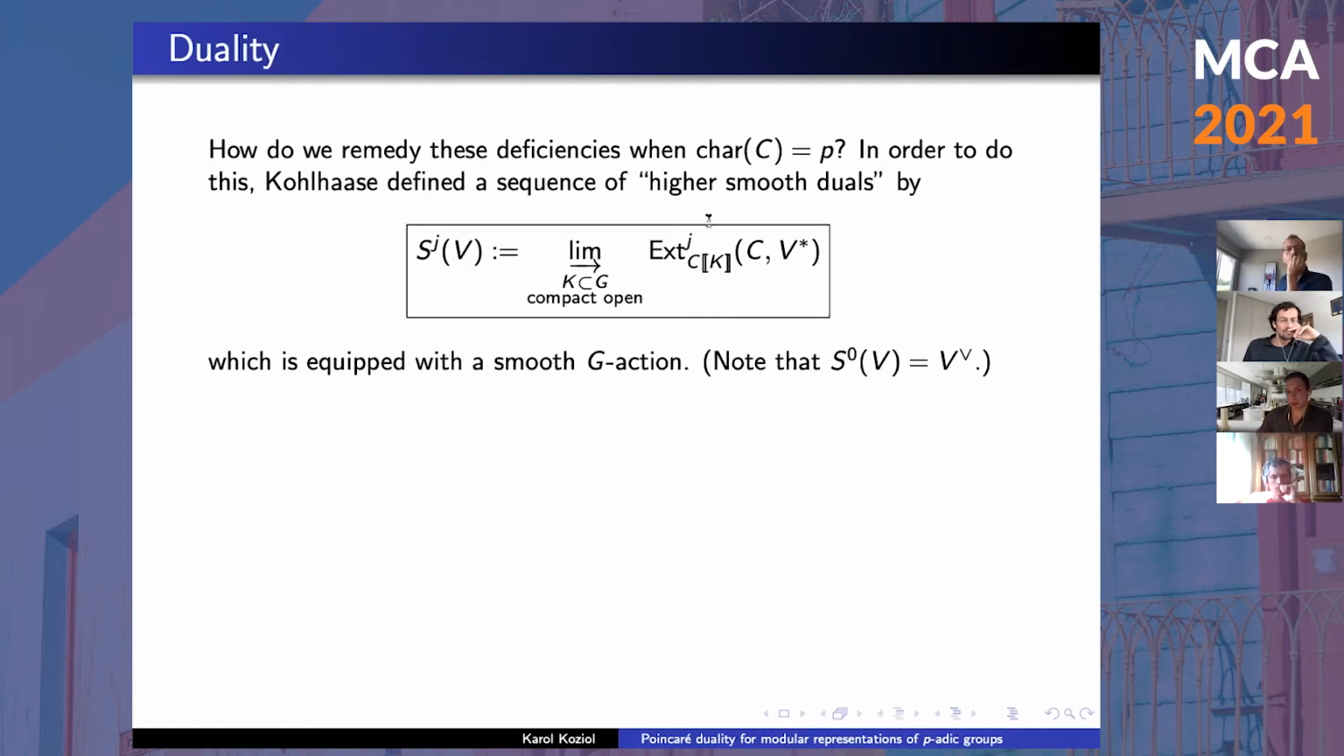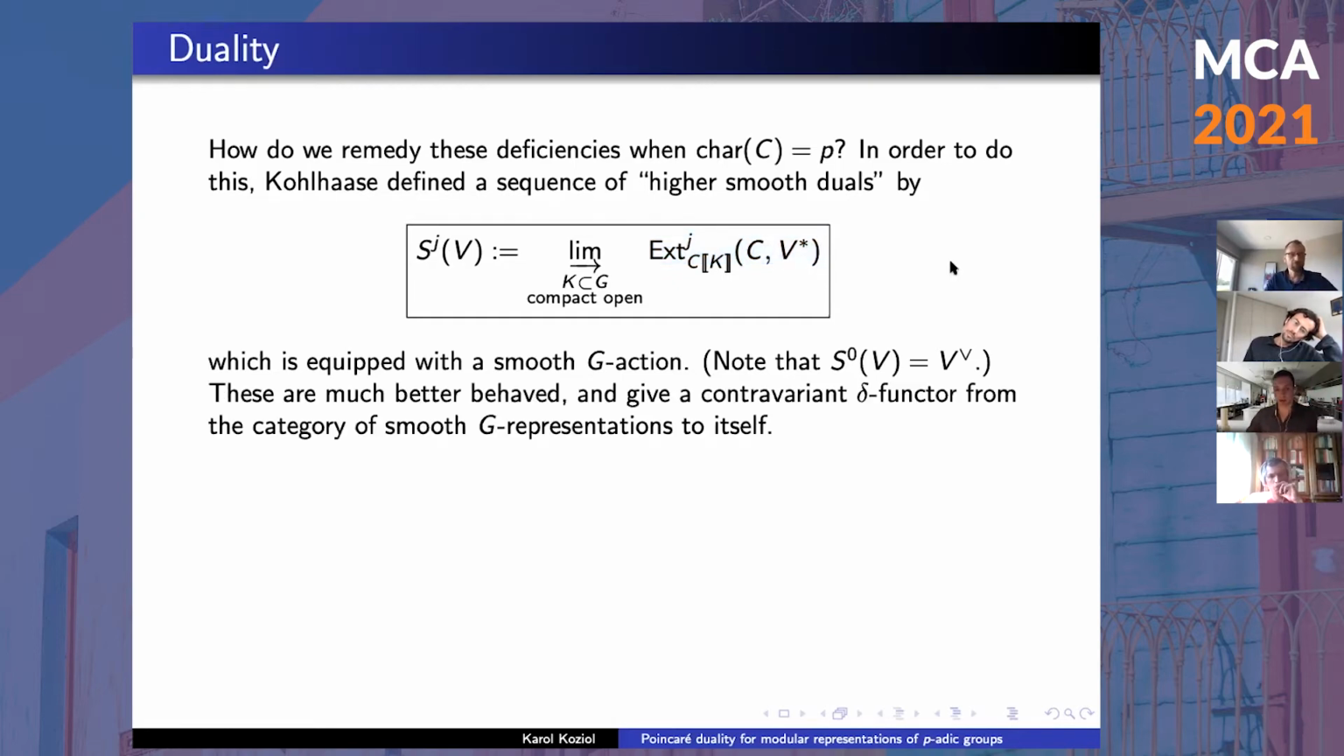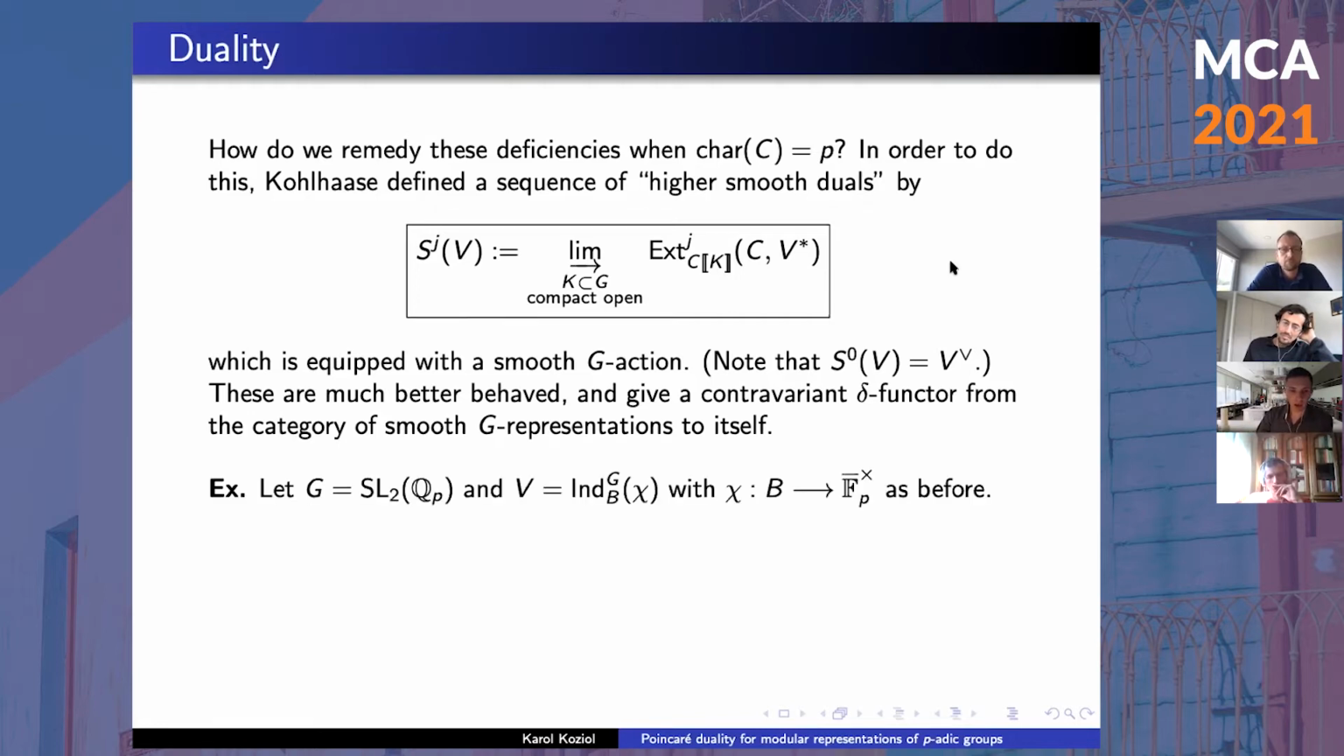Let's just note that if I take j equals 0, then I get a Hom here, and this inner thing reduces to the space of K-invariant vectors. Taken as a whole, this sequence of functors is much better behaved and actually gives a contravariant delta functor from the category of smooth representations to itself. You can do a little bit better: you can define a total functor on the derived category, if you like. And something I'm going to insist upon is that you can actually do calculations with these things.